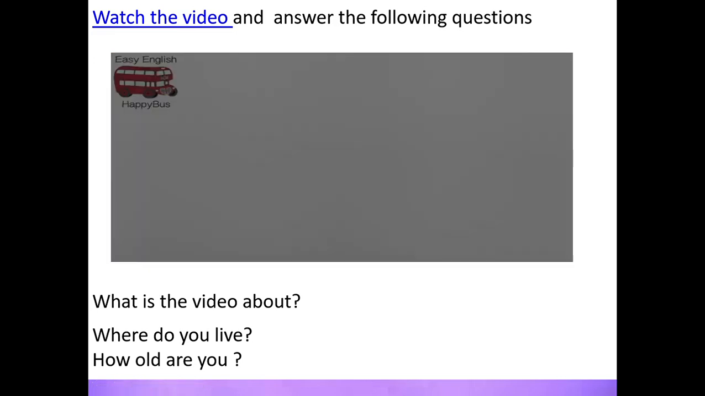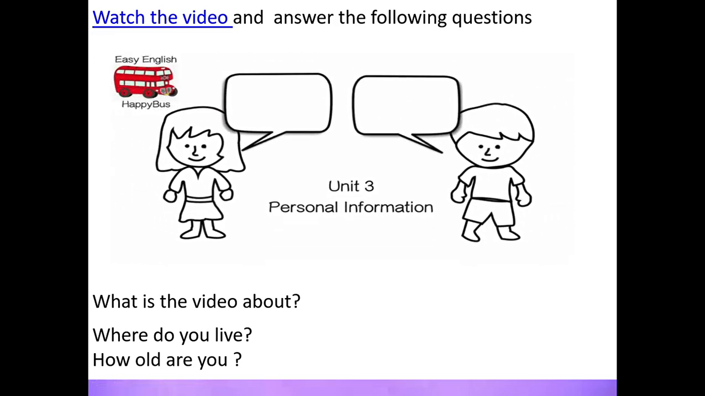Easy English. Unit 3, Personal Information. What is your surname? Taylor, I'm Sarah Taylor. What is your address? 12 White Street. What is your phone number? 0598765. How old are you? I am 15 years old.